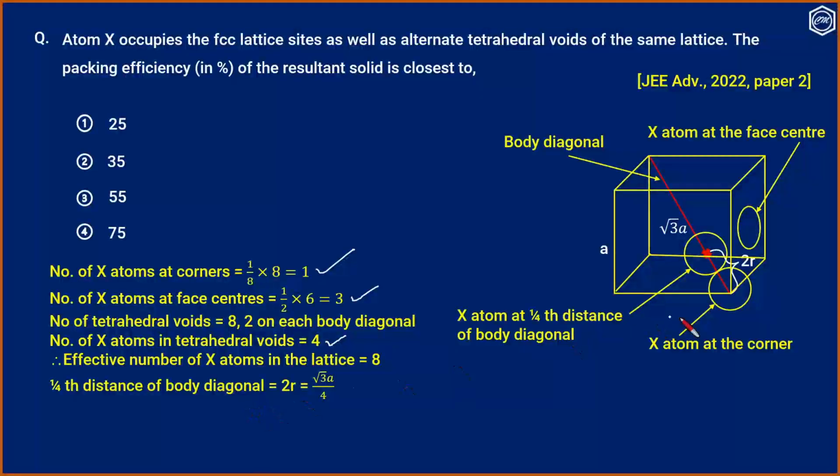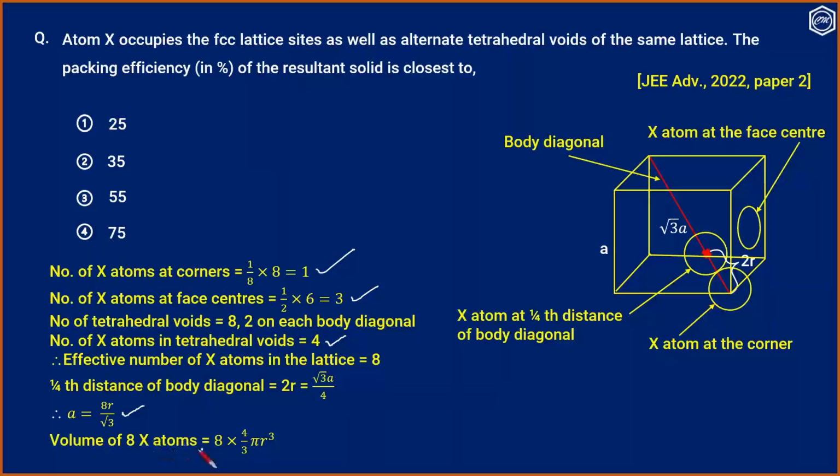1/4 distance of body diagonal, that is 2r, is equal to root 3a by 4. Therefore, the edge length of the cube is 8r by root 3. Now we can calculate the packing efficiency. It is the ratio between the volume occupied by X atoms and the total volume of the cube.